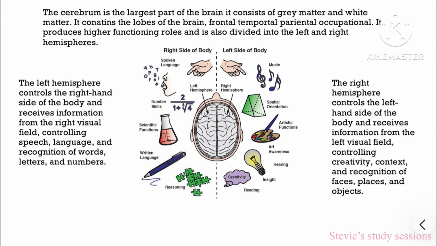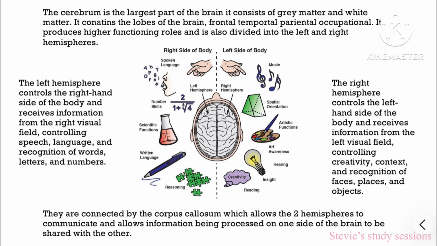The right hemisphere controls the left-hand side of the body and receives information from the left visual field. It controls creativity, context, recognition of objects, places, and faces. The left and the right hemispheres are connected by the corpus callosum, which allows the two hemispheres to communicate and allows information being processed on one side of the brain to be shared with the other side of the brain.